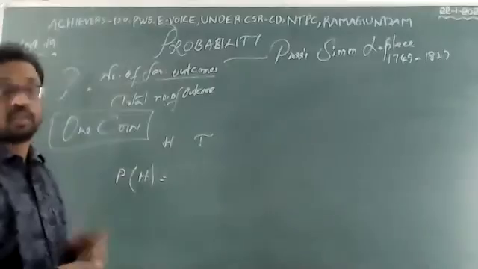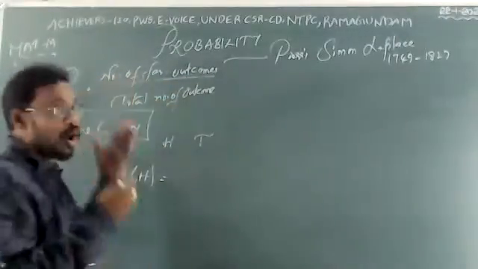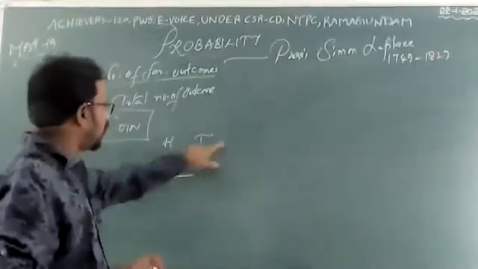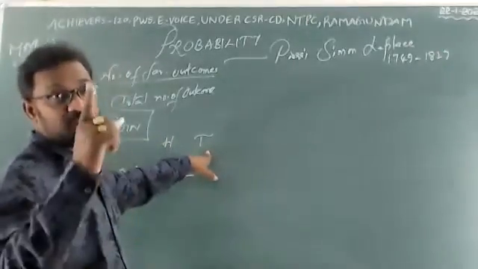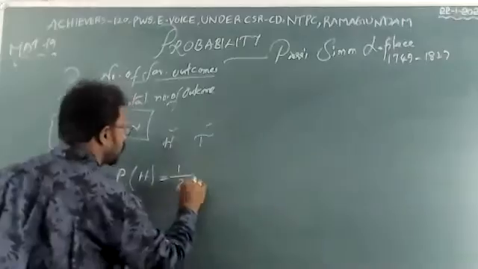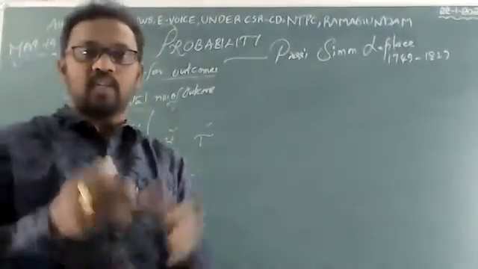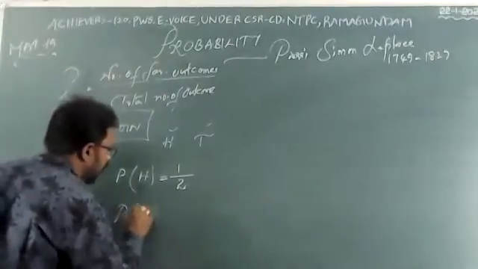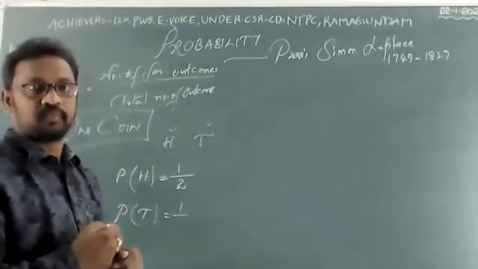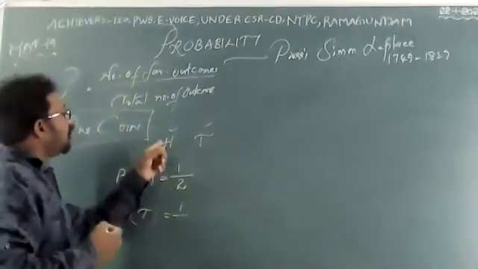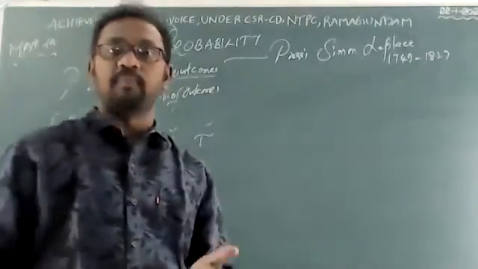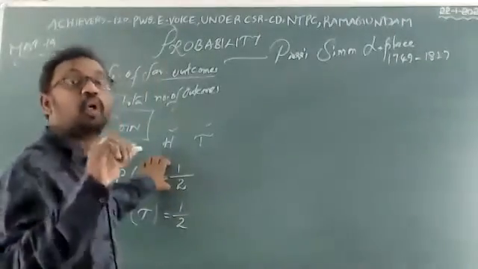Since we know the formula, how many favorable? Only one. Either it is head or it is tail. How many heads are there? Only one. Total number of outcomes are 1 and 2. Same like that, probability of tails. How many tails are there in one coin? Obviously one. How many total outcomes? 2. It's nothing but 1 by 2. The result of 1 by 2 in decimal is 0.5.